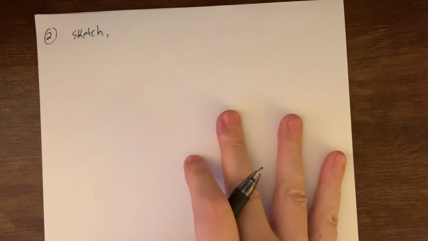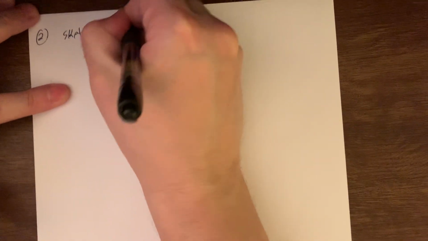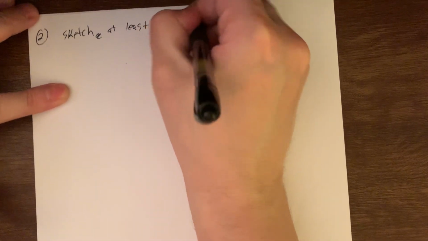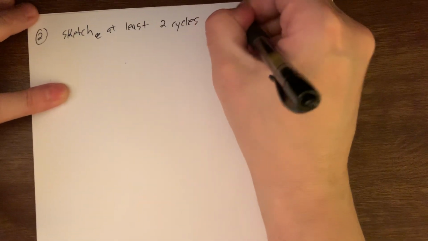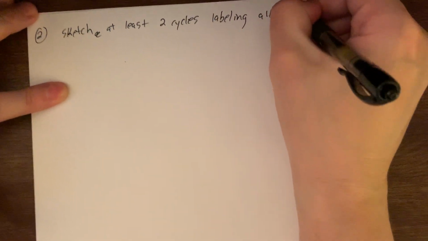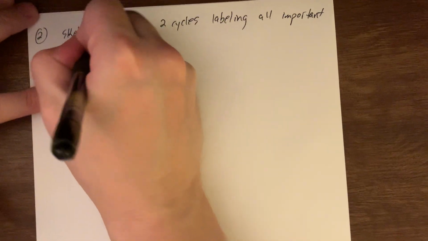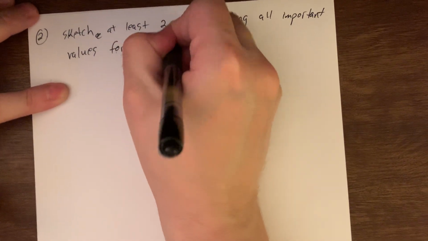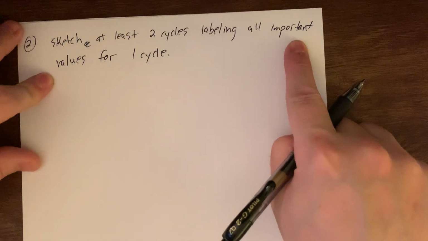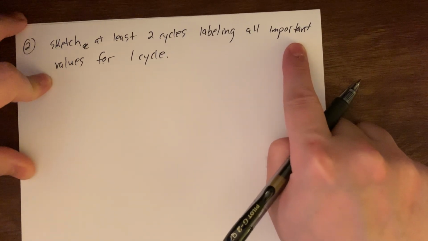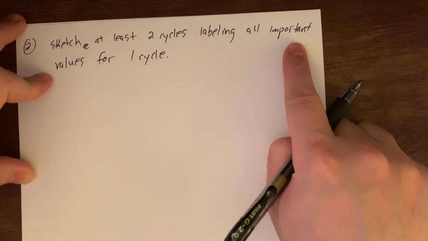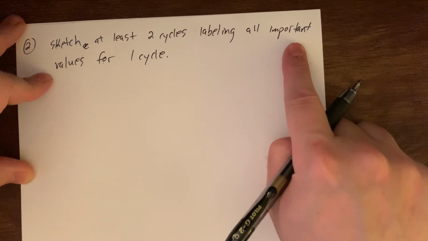Okay, so I said this at the beginning, but let's write it out formally. Now we're going to sketch the graphs, but a few little extra things. What am I looking for? I want to sketch at least 2 cycles, labeling all the important values for 1 cycle. And the important values, like we kept mentioning, that you're going to need the amplitude to identify the highs and the lows, and the period to then get that increment to get all the peaks and valleys on the x-axis.